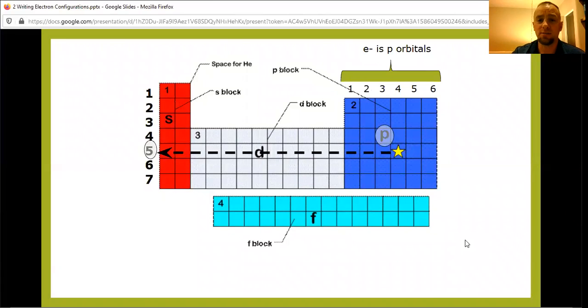So the address for tellurium is going to be 5p4. 5 for the energy level, that principal quantum number. P is that orbital quantum number. It's located in P block, and it has 4 electrons in it. So the address is 5p4.